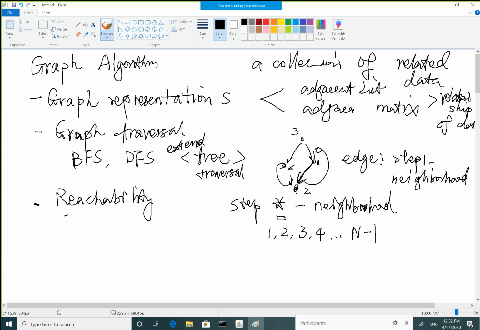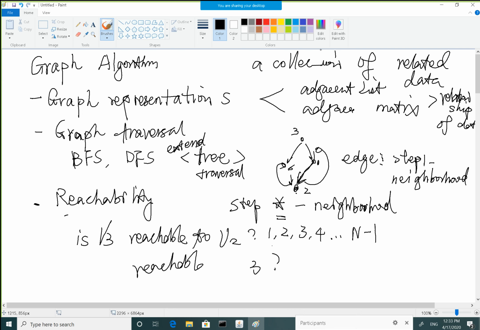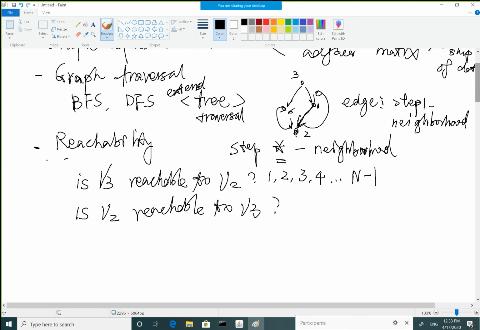So you want to check reachability: can 3 reach 2 or not? In this case, vertex 3 is reachable to vertex 2, right? Or people ask, is vertex 2 reachable to vertex 3? So this is the reachability problem, and you can use different solutions for that. BFS is also related to the reachability problem, right? Because once you go from the source level by level, you reach the nodes. And DFS could be used too.